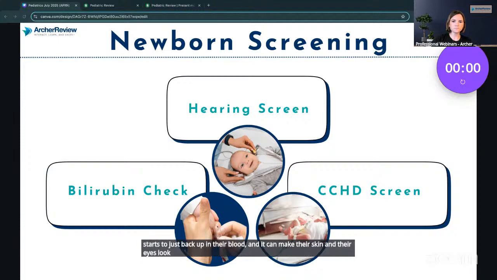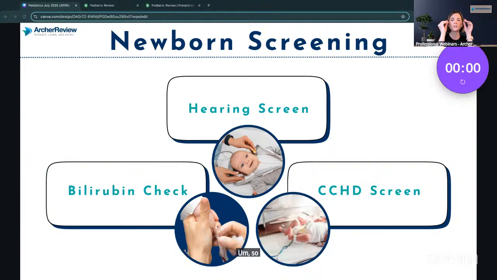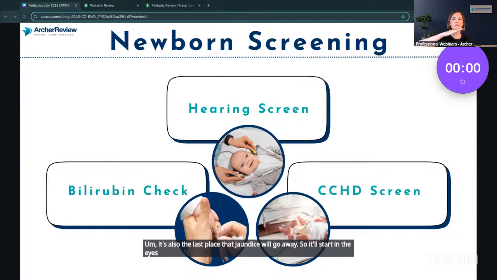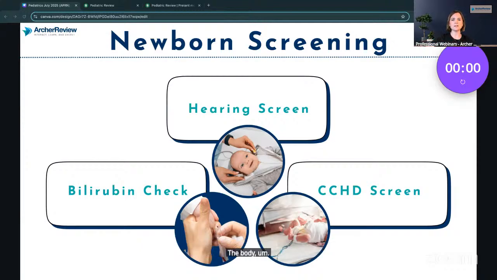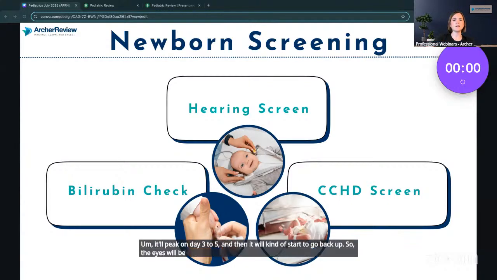and it can make their skin and their eyes look yellow. So jaundice is first noticed in the eyes, and the whites of the eyes are also the last place that jaundice will go away. So it'll start in the eyes. It'll kind of progressively start to go down the body, usually into the chest, sometimes into the abdomen. It'll peak on day 3 to 5, and then it will start to go back up the body. So the eyes will be the last place that you'll see it leave.